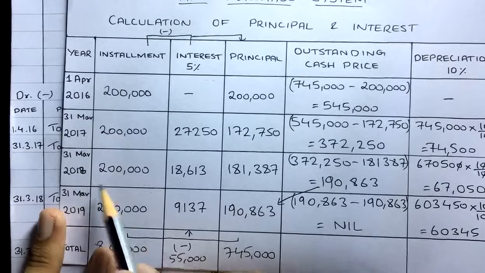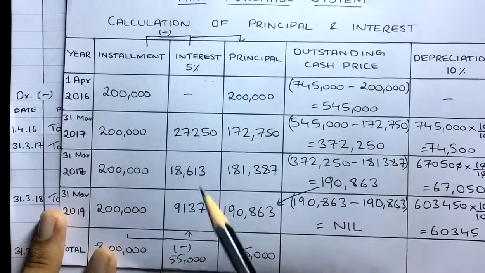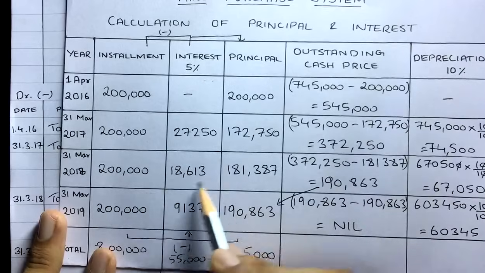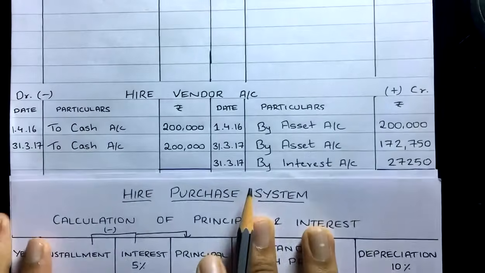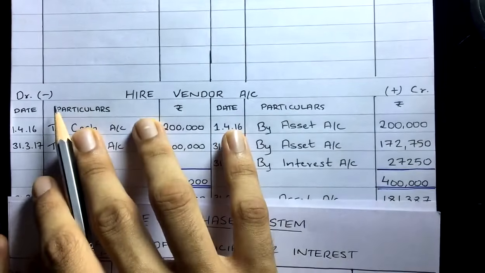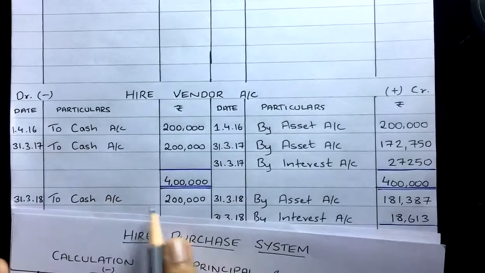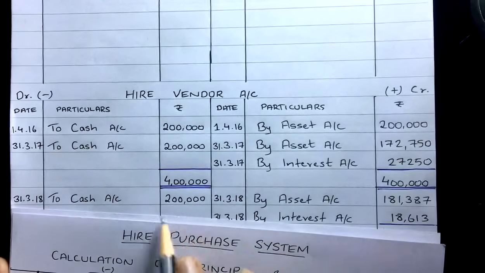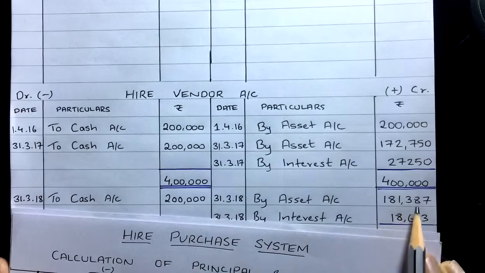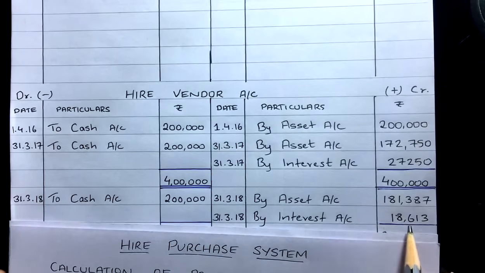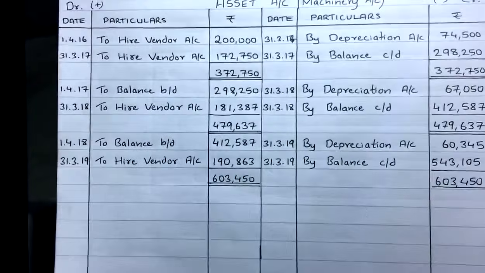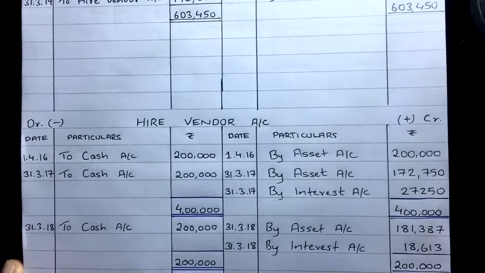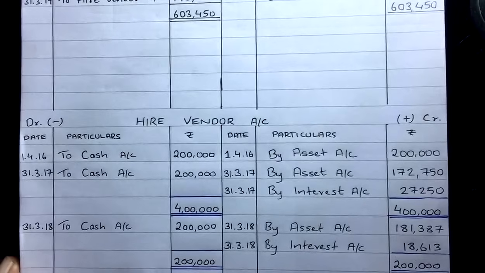And then what happened in the next year, 31st March 2018, the second year? Another 2 lakh was paid to the hire vendor, so the liability is decreasing, and the interest of 18,613 is included in this installment. Hire vendor liability is decreasing by 2 lakh, so take it on the debit side to cash account 2 lakh. All right, and in this there is a principal amount of 1,81,387 and interest of 18,613. These are also the cross postings, okay? Asset account is the cross posting. You can see over here, 1,81,387.